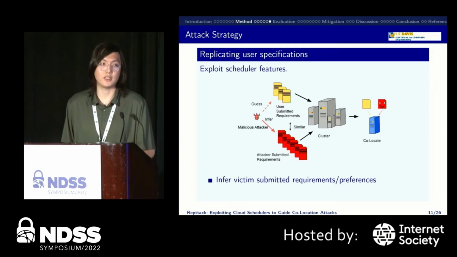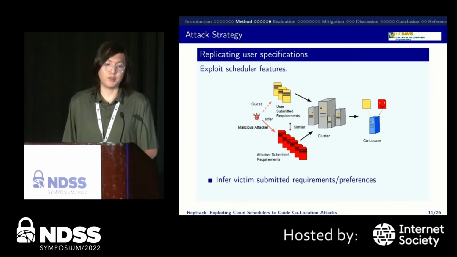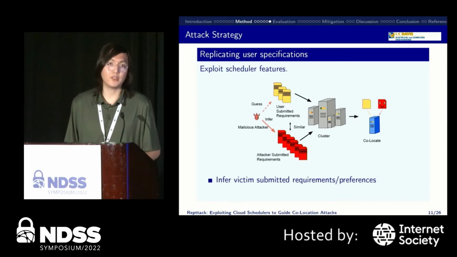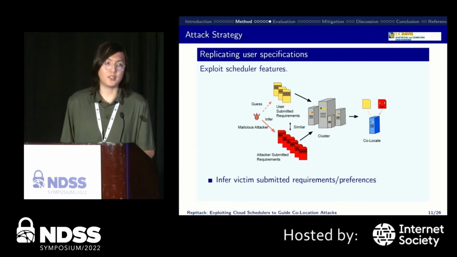We exploit the scheduler features to increase the chance of getting collocation. So the first step of our attack is to infer victim submitted requirements and preferences. If we recall our assumption, attackers have access to user programs, so they can analyze them, and at the same time, users always try to optimize for performance. So it's possible for attackers to analyze their programs and try to find out what type of configurations the users may want to submit to the cloud provider.